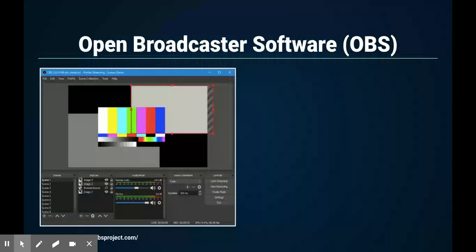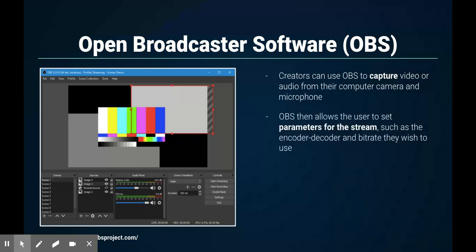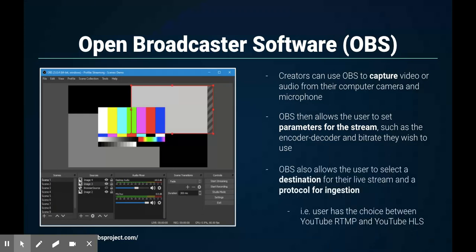OBS allows creators to capture video and audio directly from their devices, and then set parameters about the live stream they wish to create, such as bitrate and encoder type. Then, the user may pick a destination for their content and the protocol over which they wish to stream. Adding YouTube HLS to OBS as an output option means giving the user the ability to live stream to YouTube using the HLS protocol.